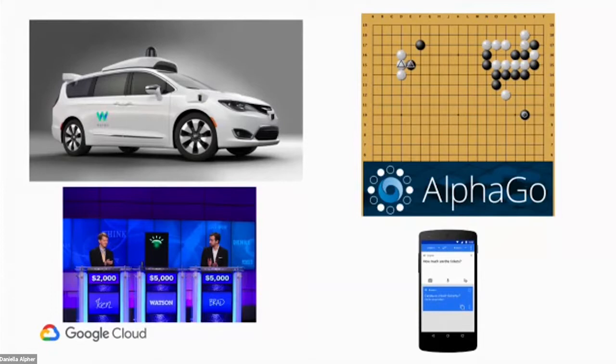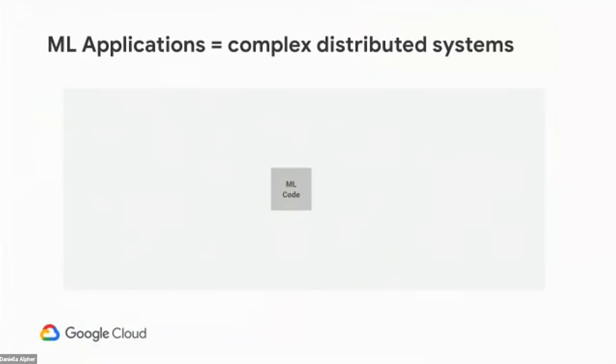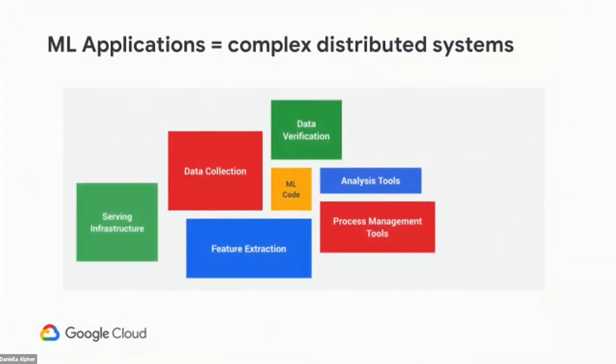When people hear about AI, they think about self-driving cars or computers beating humans on games like chess, or AlphaGo, or Jeopardy, or talking Siri and Alexa. However, for data scientists and ML engineers, a lot goes on behind the scenes in building those AI/ML applications.